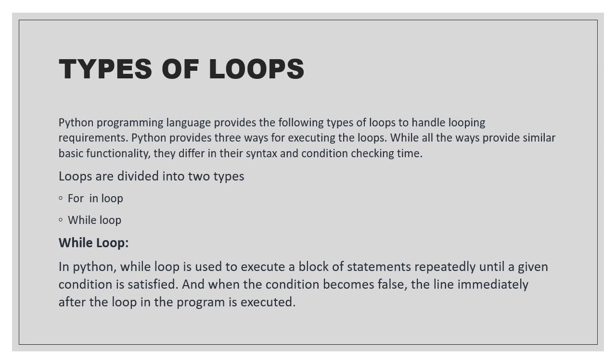The Python programming language provides the following types of loops to handle looping requirements. Python provides three ways of executing the loop. While all the ways provide similar basic functionality, they differ in syntax and conditional check time.